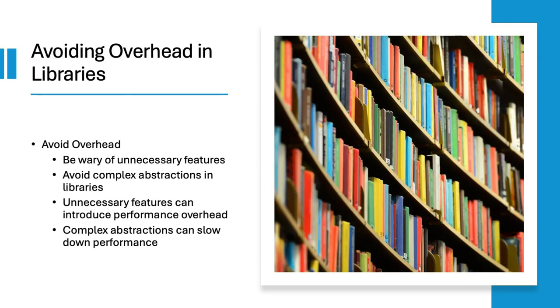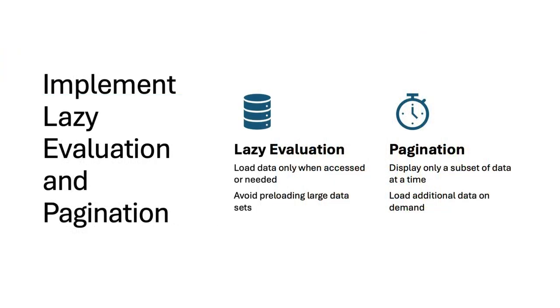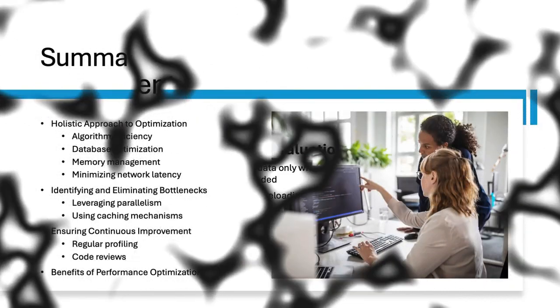To avoid performance overhead in libraries, be cautious of unnecessary features and complex abstractions that can slow down performance. Efficient data handling can be achieved through lazy evaluation and pagination. Lazy evaluation loads data only when needed, avoiding large preloads. Pagination displays subsets of data, loading more on demand.